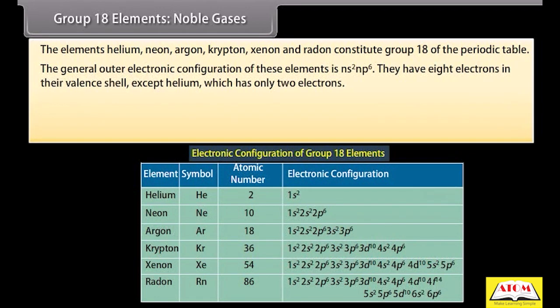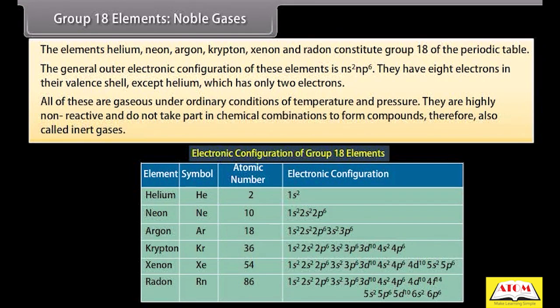The general outer electronic configuration of these elements is ns2np6. They have 8 electrons in their valence shell except helium, which has only 2 electrons. All of these are gaseous under ordinary conditions of temperature and pressure. They are highly non-reactive and do not take part in chemical combinations to form compounds, therefore they are also called inert gases.